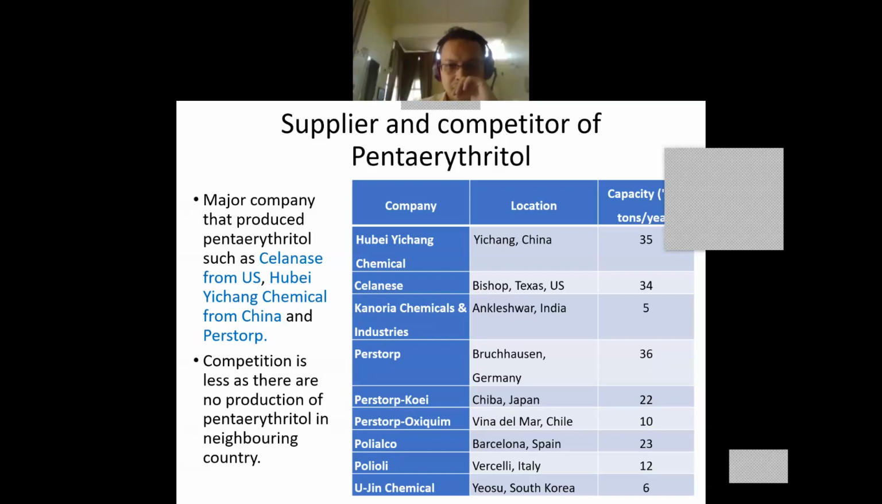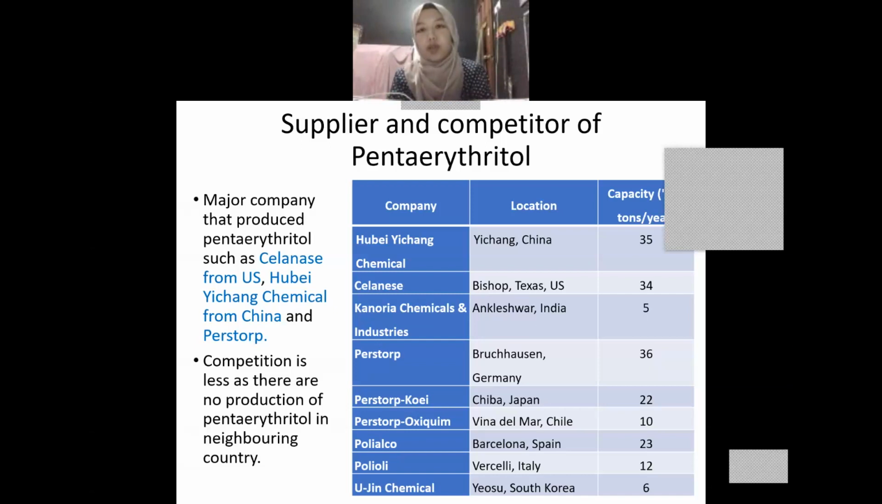So for the suppliers and competitors of pentaerythritol, as we can see from the table, Celanese from the US, Chang Chemical from China, and also Perstorp are the major companies that produce pentaerythritol. The competition for Malaysia to produce pentaerythritol is less, as there is no production of pentaerythritol in neighboring countries such as Indonesia, Thailand, and Singapore.